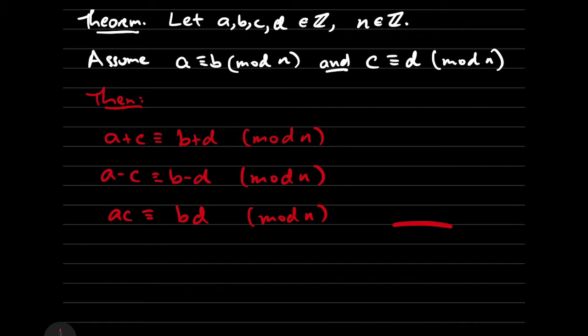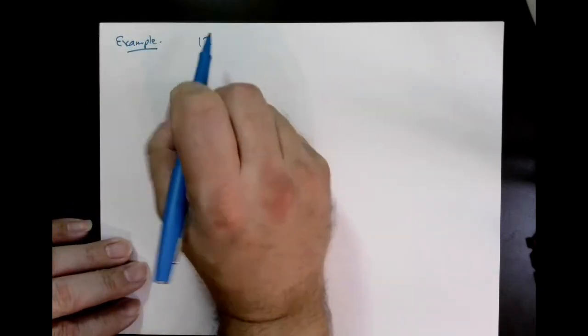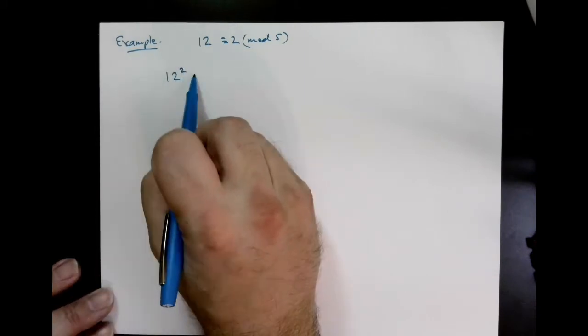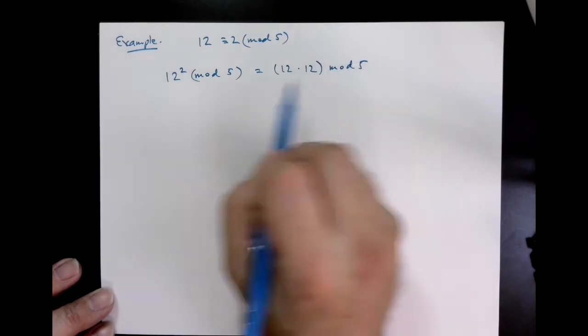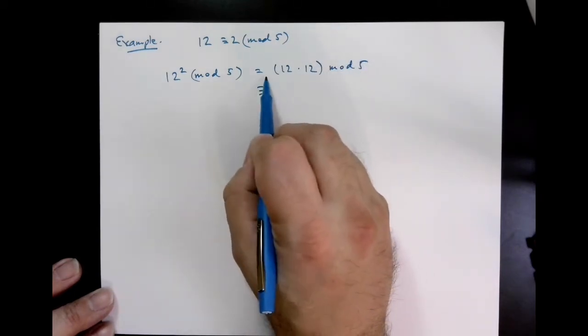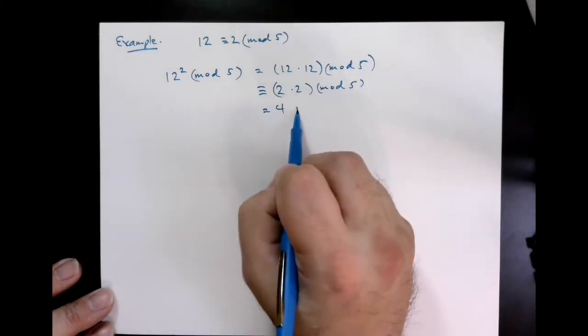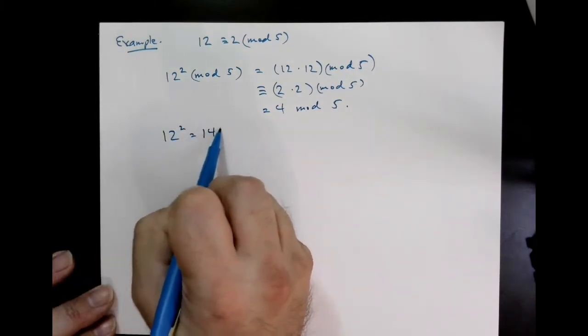Also note, if we let N equal 2, this recovers all of those nice formulas we have for even and odd numbers that we've derived earlier in the class. So here's an example of how we can make this work for us. We see that 12 is congruent to 2 modulo 5. So what is 12 squared modulo 5? Well, 12 squared is 12 times 12. 12 is 2 mod 5, therefore 12 times 12 is 2 times 2 mod 5 by the previous theorem. That's 4 mod 5. But we could check this directly, for example. 12 squared is 144, and we can see that that's 4 mod 5.